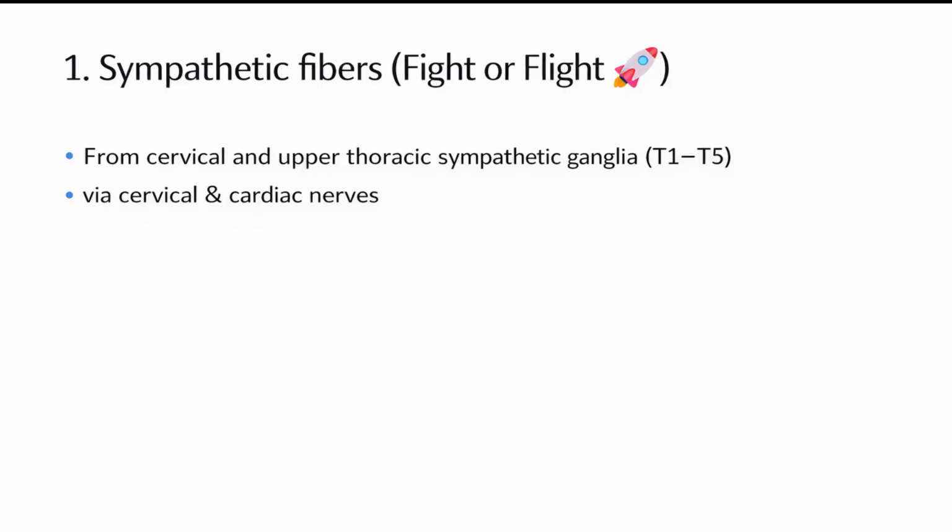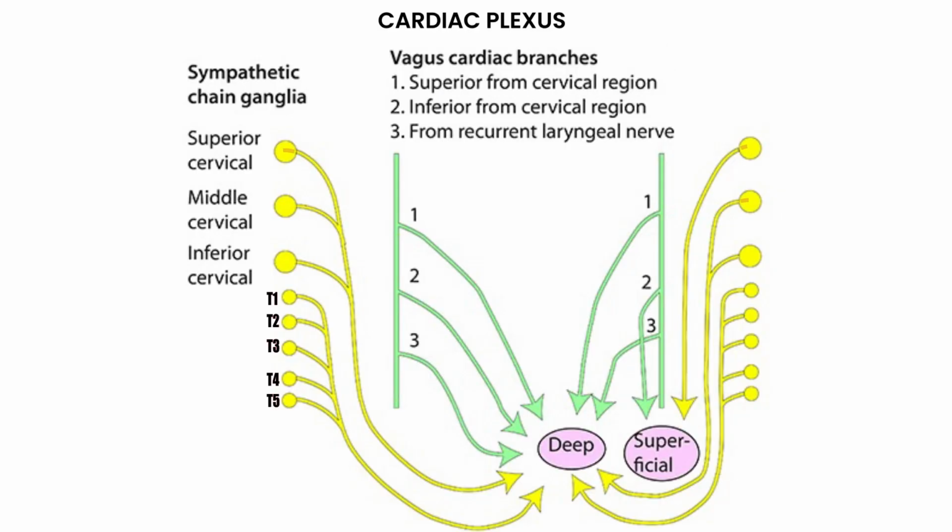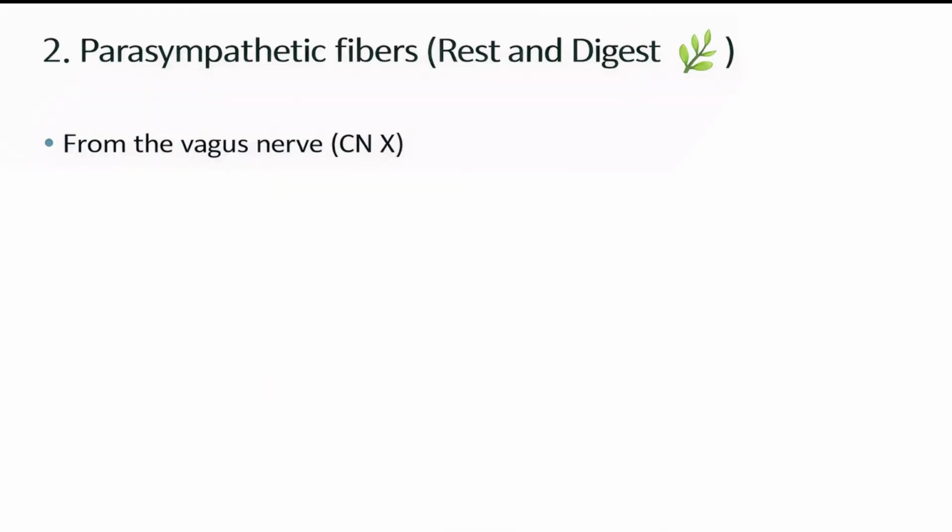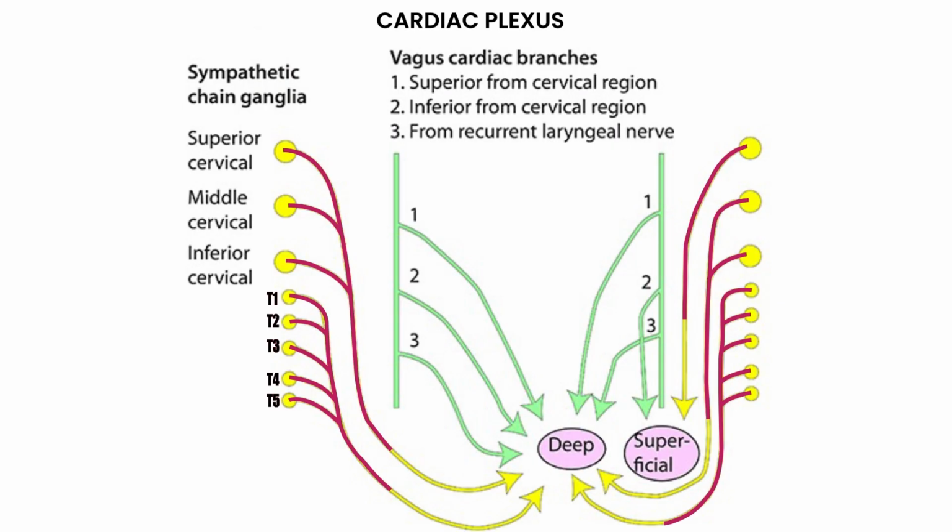The cardiac plexus is formed by a combination of sympathetic input via the superior, middle, and inferior cardiac nerves from the cervical sympathetic ganglia and thoracic cardiac branches from T1 to T4 or T5 sympathetic ganglia. Second is parasympathetic input, which is carried by the vagus nerve via superior and inferior cervical cardiac branches and thoracic cardiac branches of the recurrent laryngeal nerve, which is a branch of the vagus nerve.